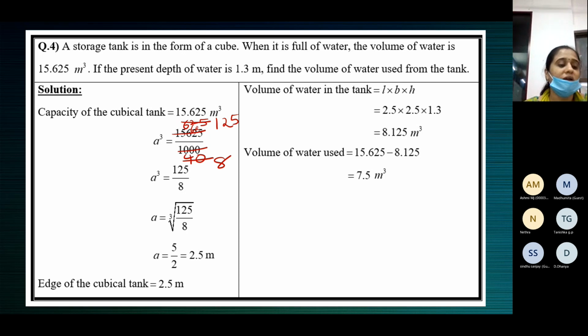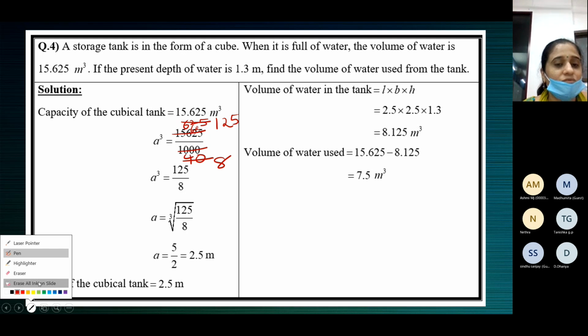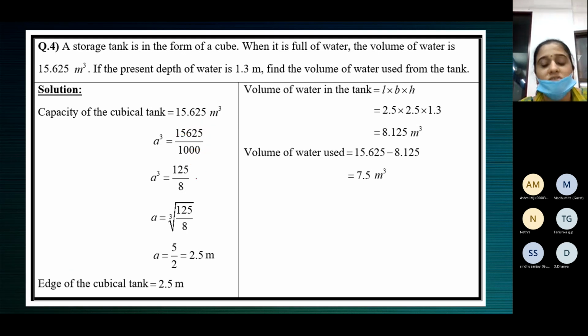So you need to simplify completely. The simplest form of the fraction is 125 by 8. So A cubed is equal to 125 by 8. So A is equal to the cube root of 125 by 8, which is 5 by 2, because the cube root of 125 is 5 and the cube root of 8 is 2. 5 by 2, which is 2.5 meters. All right. So the edge of the cubical tank is 2.5 meters.